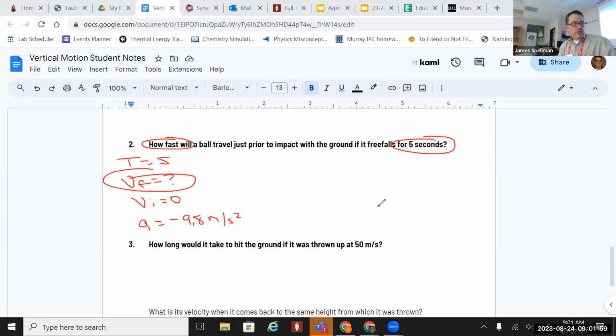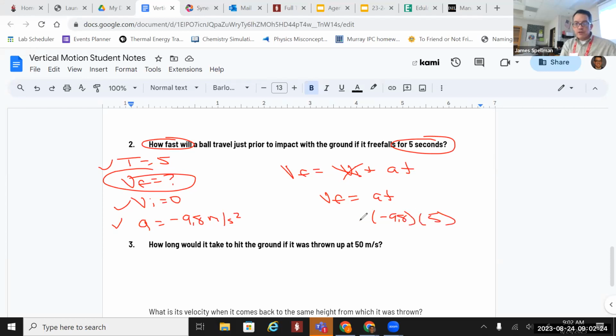With this one, with our final velocity, we can simply use the formula, 5th one, I believe, on your formula sheet, where it says VF equals VI plus AT, because we've got the A, we've got the T, we know VI is 0. Since VI is 0, we can ignore it. VF equals AT. Plug in your A, which is negative 9.8. Plug in your T, which is 5, and we multiply those together. That's going to give us an answer. So 9.8 times 5 is going to be negative 49.